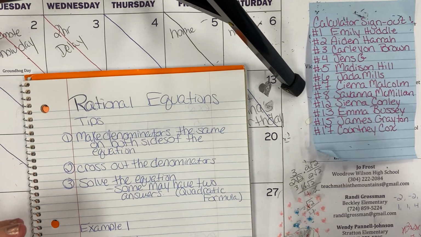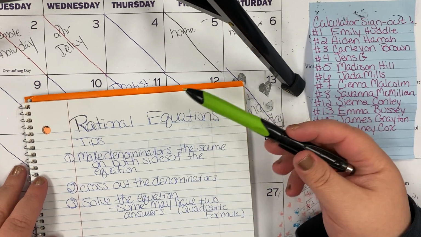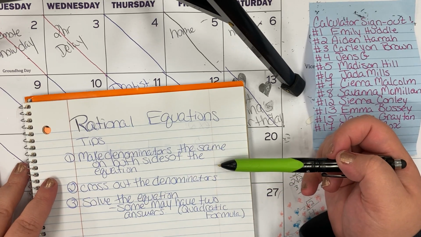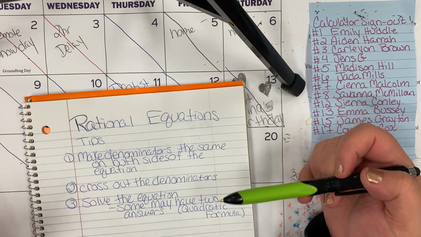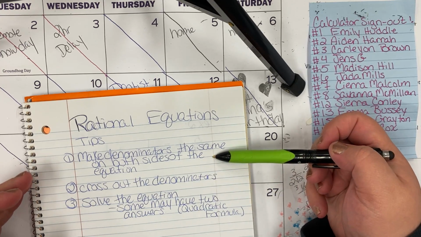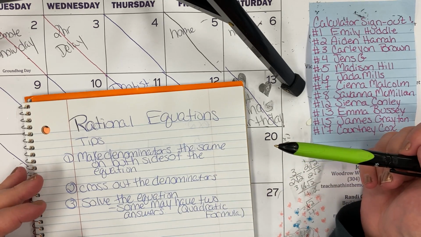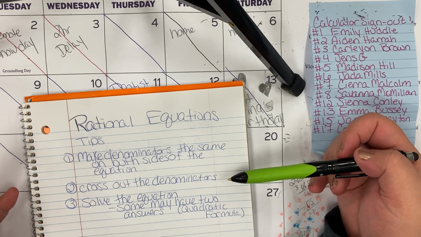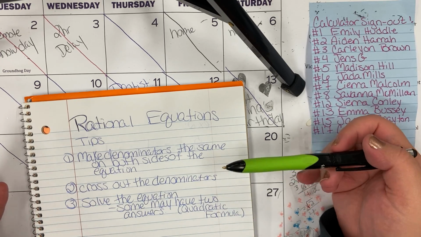Solving rational equations. Okay, so first, here's your tips. You want to make denominators the same on both sides of the equation. Just like when we were adding and subtracting expressions, those denominators have to be the same. Then once they are the same, you can just cross out the denominators because technically they are going to cancel out anyhow. If you cross multiply over the equal sign, they will cancel out.